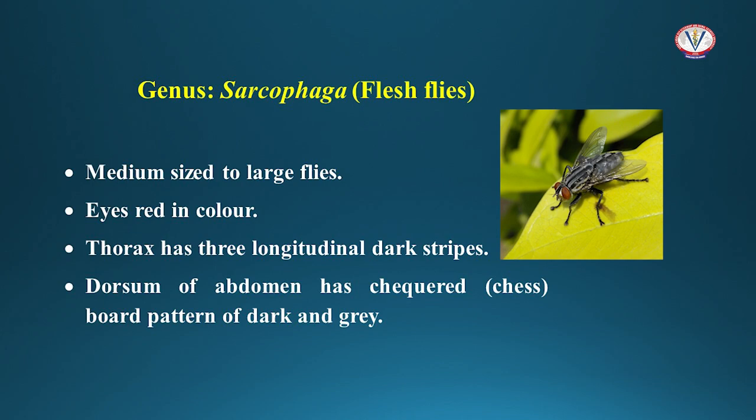These are medium-sized to large flies. Eyes are red in color. Thorax has three longitudinal dark stripes. Dorsum of abdomen has a checkerboard pattern of dark and gray.